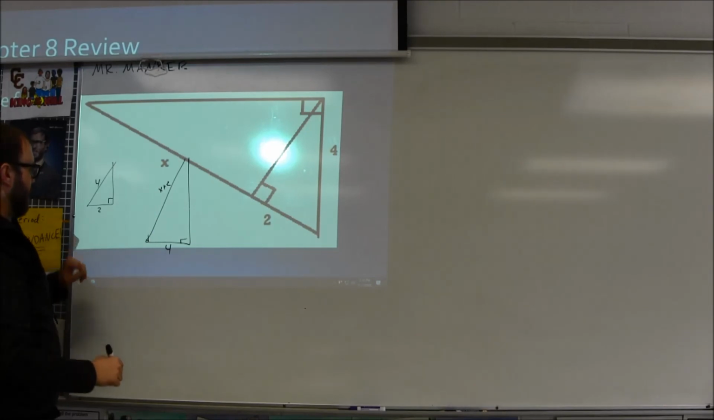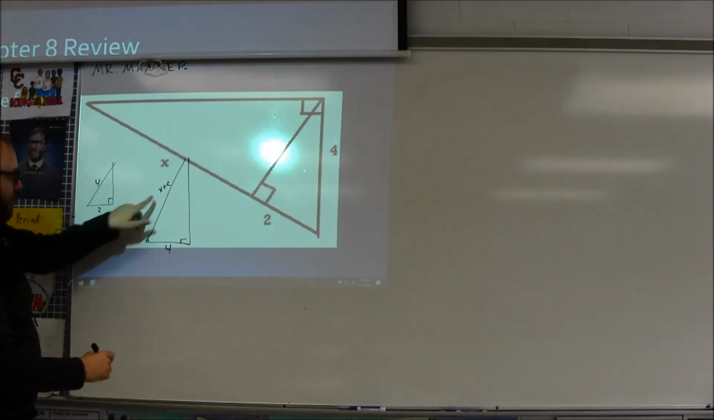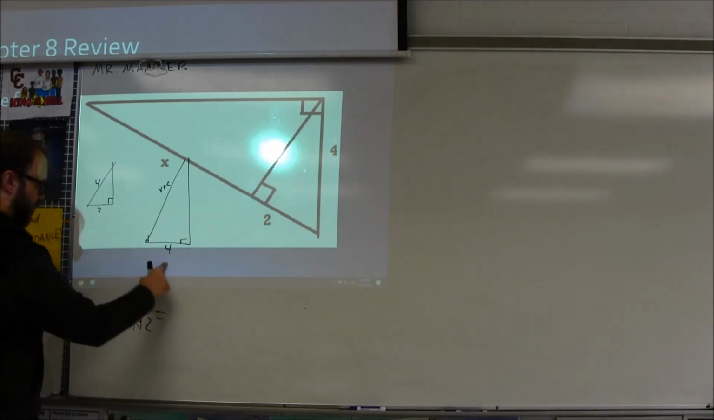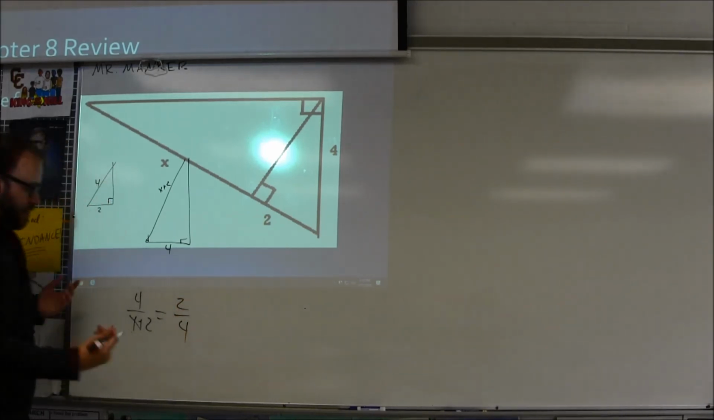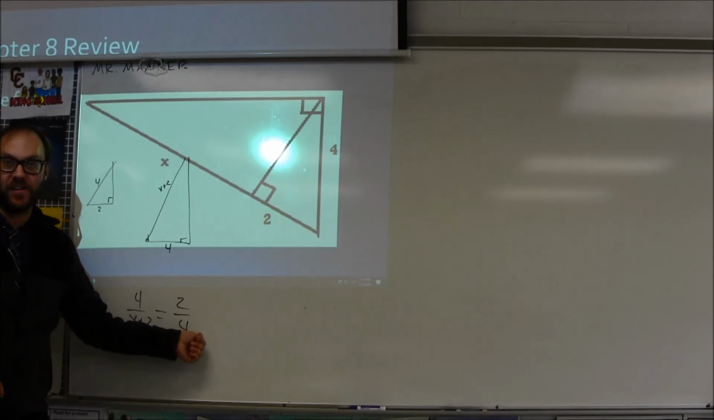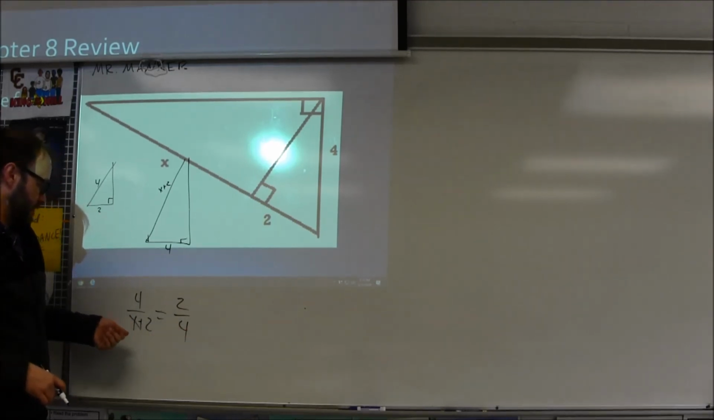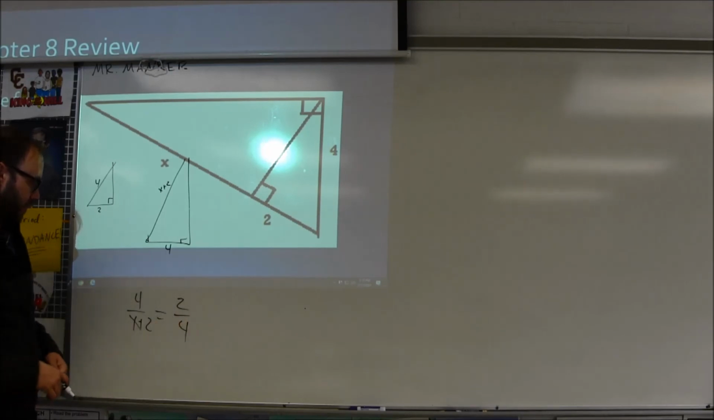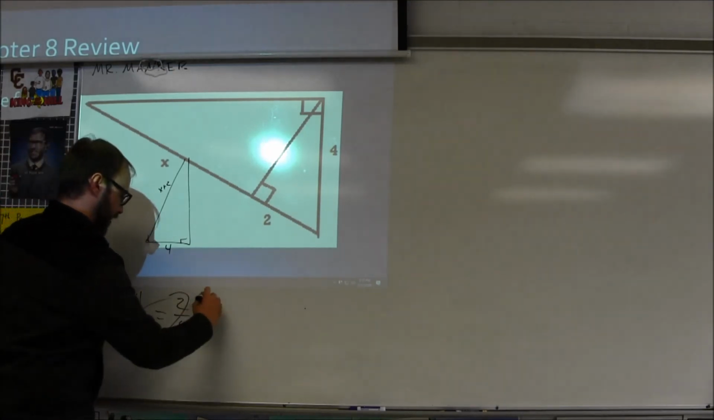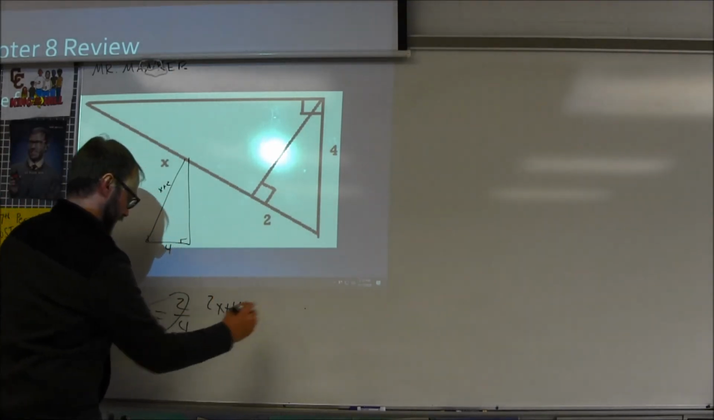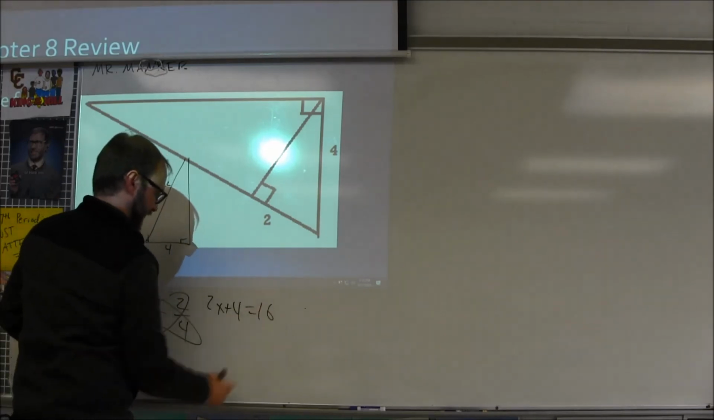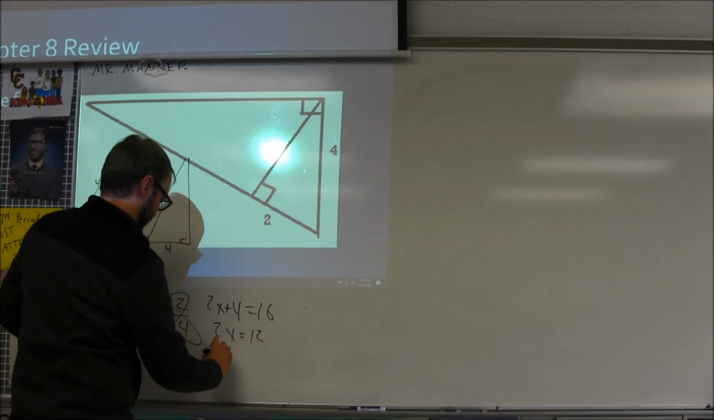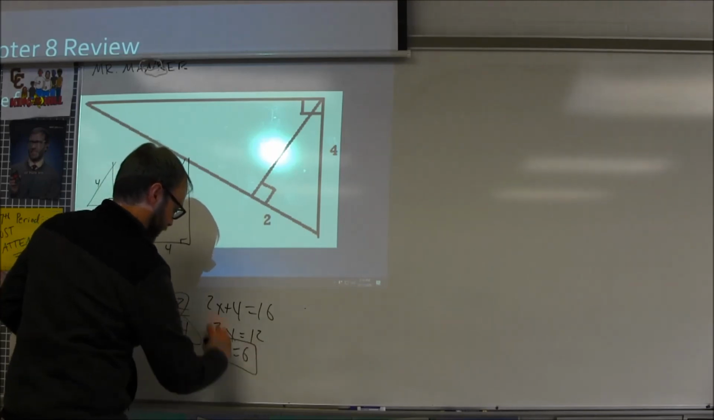So my proportion, I can do 4 over x plus 2 is equal to 2 over 4. And you might even notice this is a 1/2 ratio here. Basically this is going to need to be 4 over 8 to be equal to 2 over 4. But you could cross multiply here. You get 2x plus 4 is equal to 16. And if you subtract 4, you're going to get 2x is equal to 12. And x is going to be equal to 6.